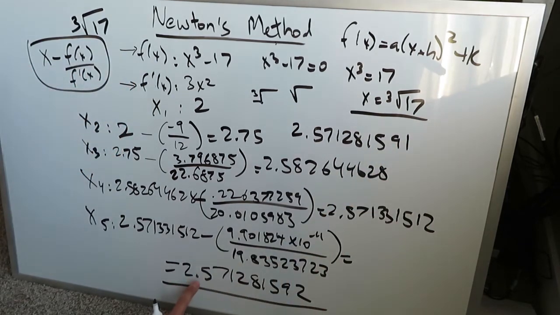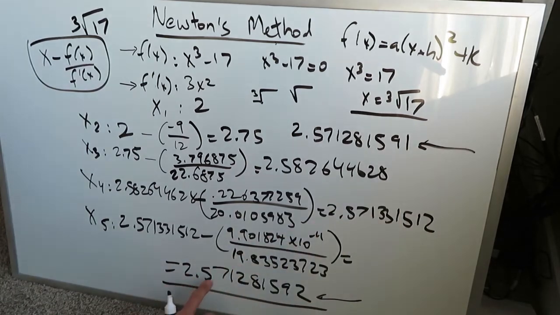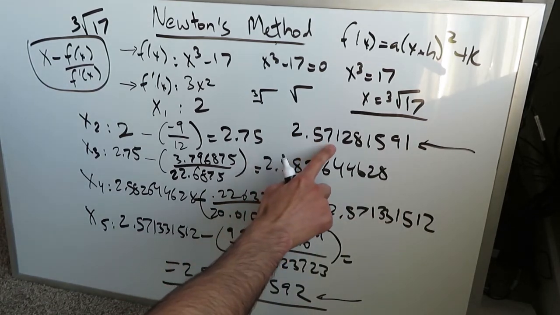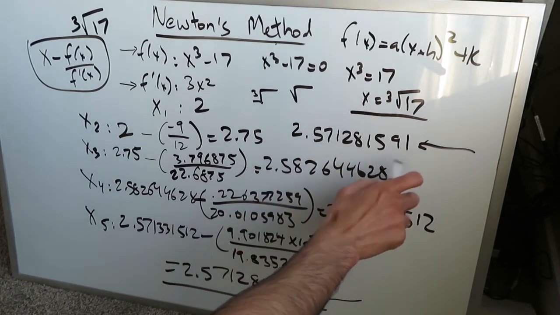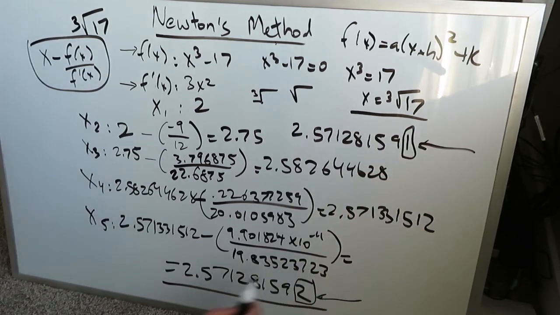2.5712815991. Now let's compare it to this result over here. These two results have to be compared. We're accurate to 0.57128159. The only difference we have here is in the last numeral. Everything else checks out as being the same.